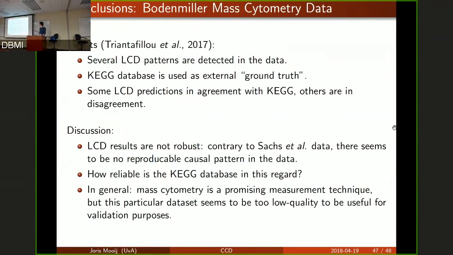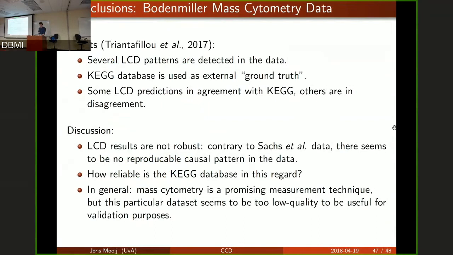So what did they do? They found several LCD patterns in the data. They used the CAG database as an external ground truth. And they found that some of the LCD predictions are in agreement and others are in disagreement. So, well, that's kind of the conclusion. And is this now successful, yes or no? I don't know, because we don't know how accurate the CAG database is here.